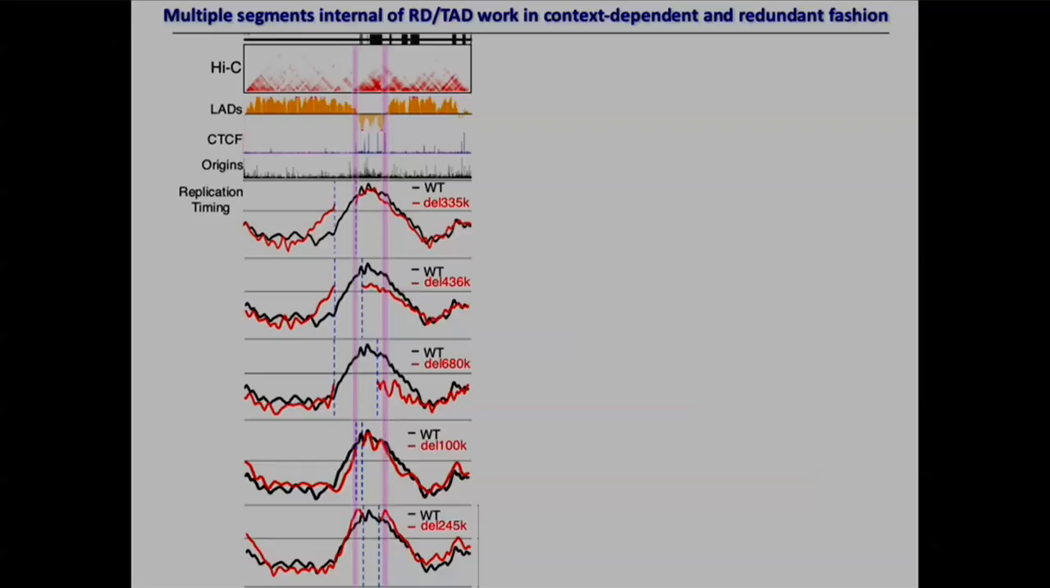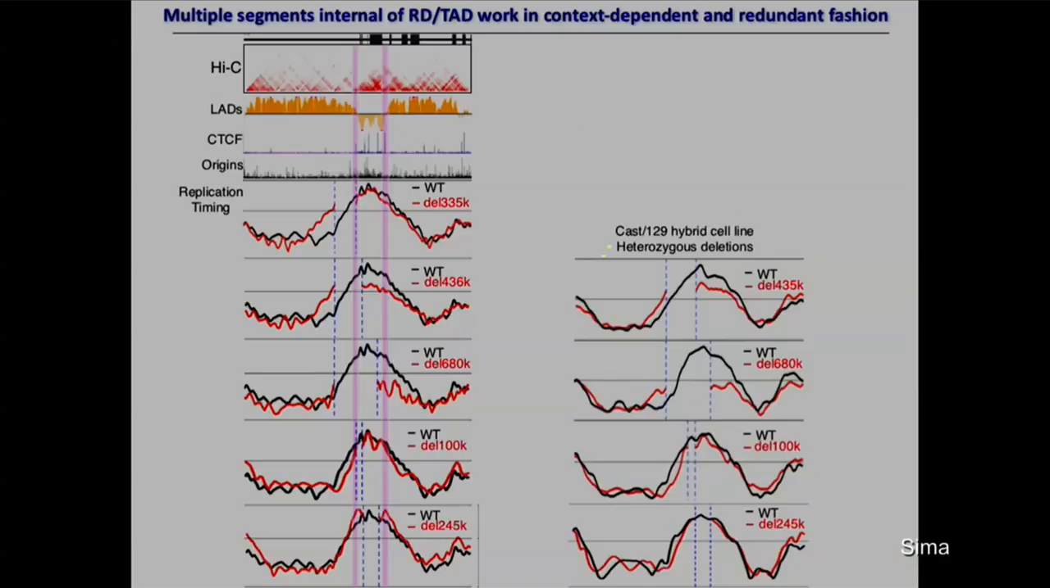Because in these cell lines we are comparing homozygous deletions to the wild type, except for this one, we repeated most of the deletions in the hybrid cell line, in which the two alleles can be distinguished by high-density SNPs. Now we screen for heterozygous deletions, leaving the wild type as an internal control. And you can see that the results are highly reproducible.